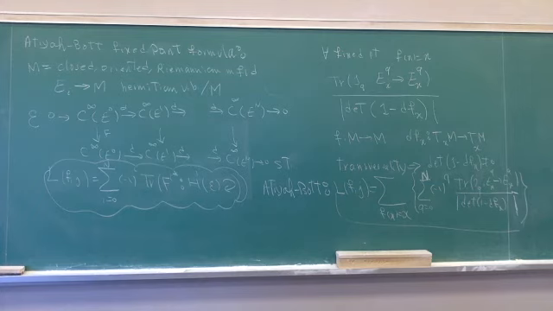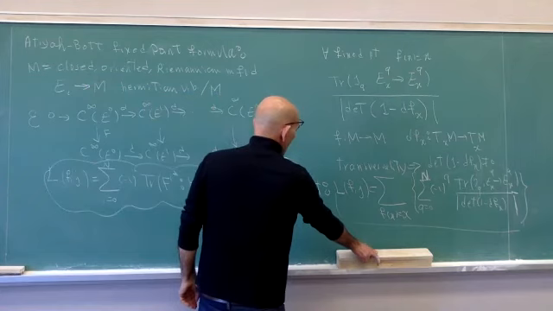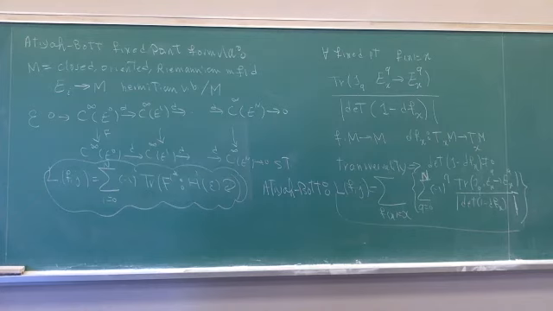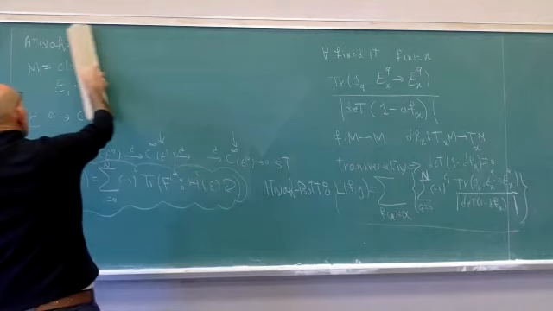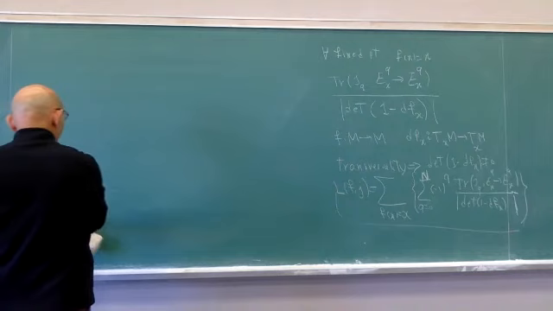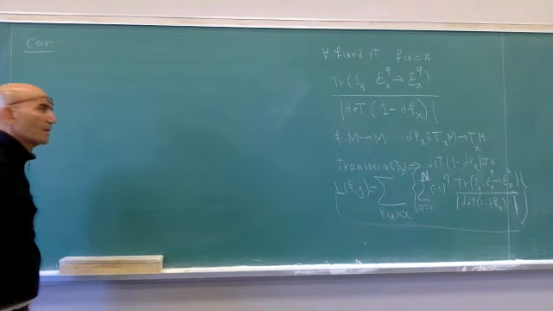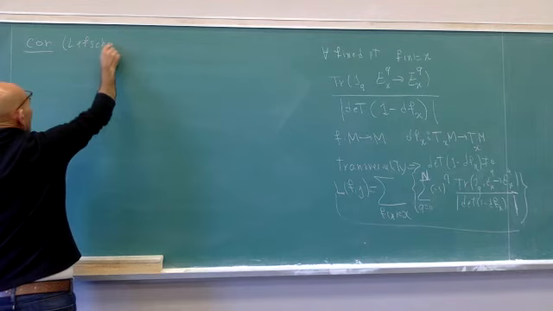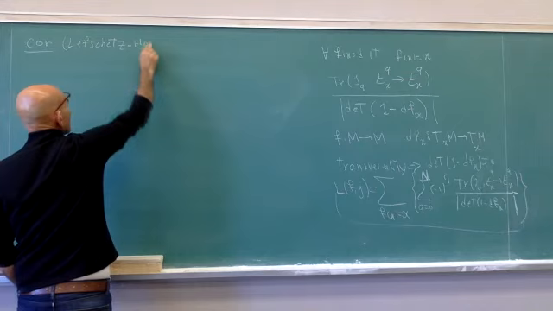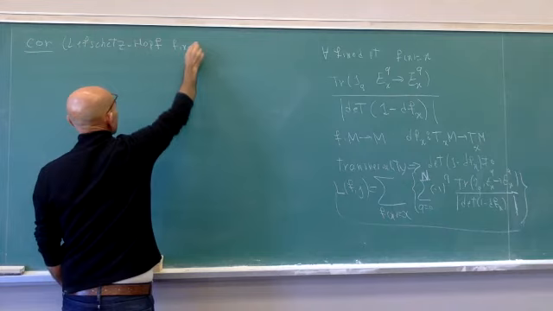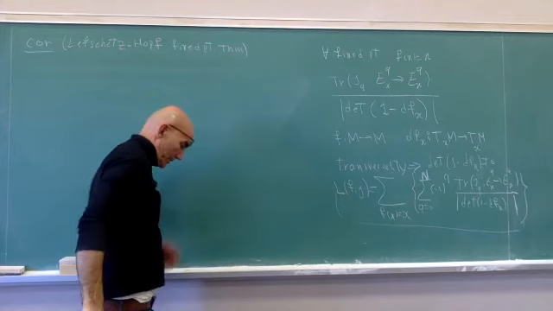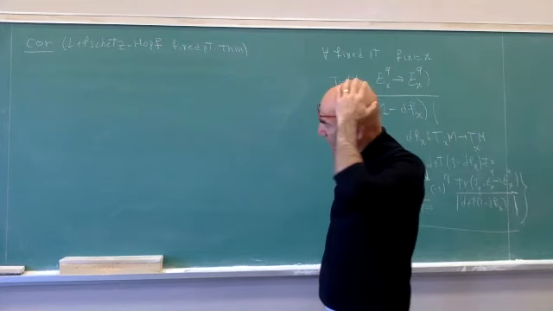Let's look at one example of this at least. Any questions? All right, so let me look at one example. This is actually a corollary. This corollary is a famous result due to Lefschetz and Hopf. So what is this? Imagine you have a smooth closed manifold.